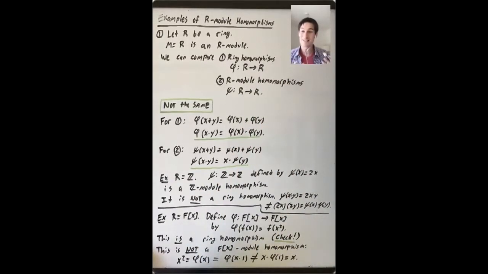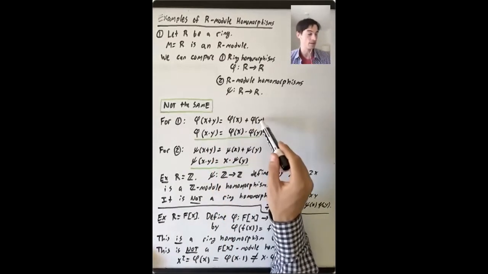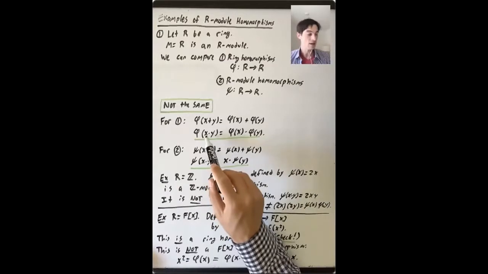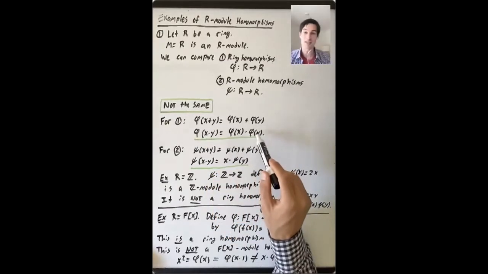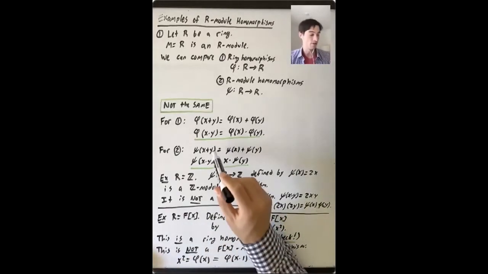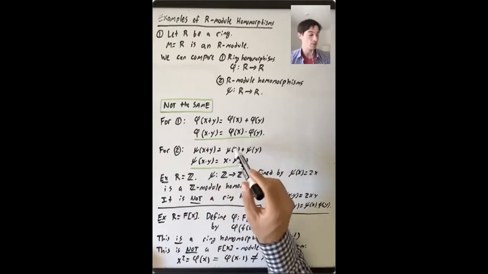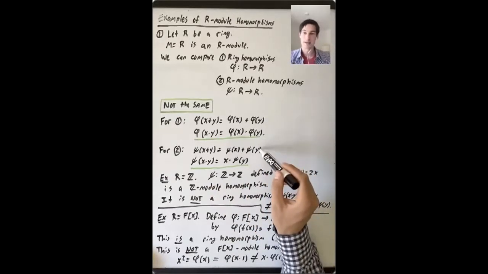What needs to be true for a ring homomorphism? We need to have phi of x plus y equals phi of x plus phi of y. And we need phi of x times y to be phi of x times phi of y. What about when you think of R as a module over itself? What has to be true for an R module homomorphism? Psi of x plus y is psi of x plus psi of y. Hey, that's the same. Great.